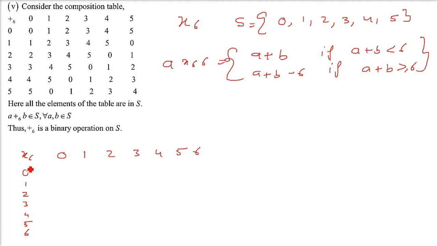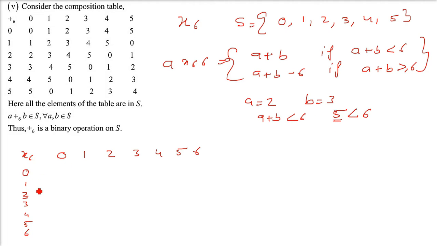See, A plus B. A should always be taken from the first column, and B should be taken from the first row. So I'm taking A as 2. I'm just trying to show that A plus B is less than 6. So B I'm taking 3. So A and B, just add them, you get A plus B as 5. 5 is less than 6. I purposefully took A and B so that it is less than 6. 2 plus 3 is 5, so it is less than 6.